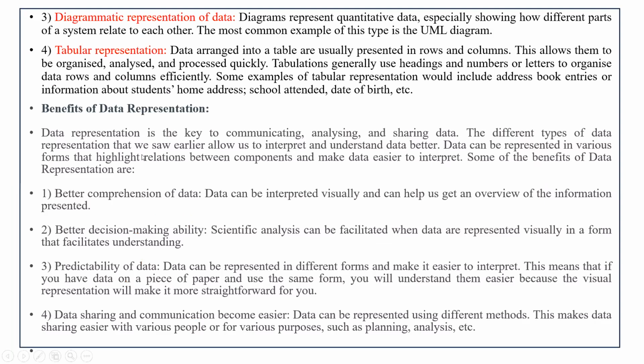The third one is diagrammatic representation of the data, where the data is represented diagrammatically. And the fourth one is tabular representation of the data, where the data is arranged in the form of a table. Of course, a table always has rows and columns, and the data is arranged in that particular format. We are going to see how it is organized in the form of a graph, in the form of a diagram, and in tabular form.